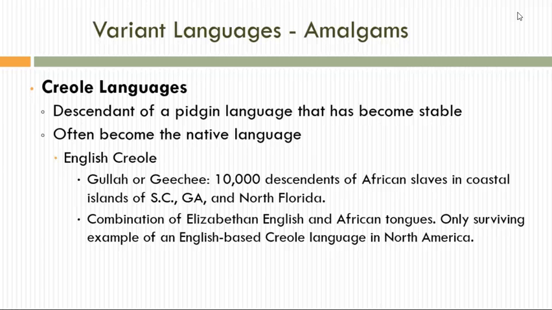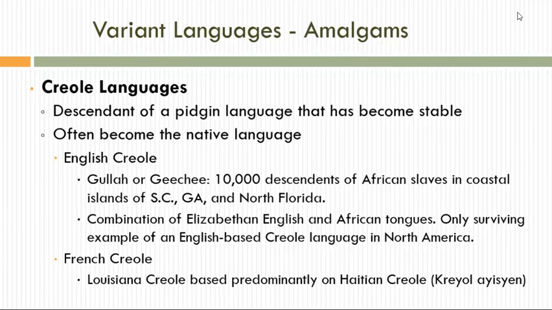is an English Creole here in the United States that is called Gullah, or Geechee. It is an English Creole with African tongues, and it's really interesting because it's Elizabethan English and then the native African tongues. It is the only surviving example of an English-based Creole language in North America, and it's really interesting to hear spoken. And then French Creole is the Louisiana Creole, which is based predominantly on Haitian Creole, okay, and so you've got a combination there as well, but that's a French Creole.